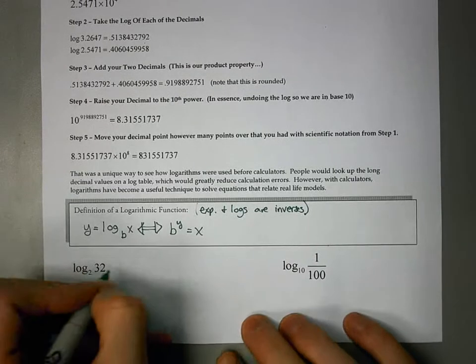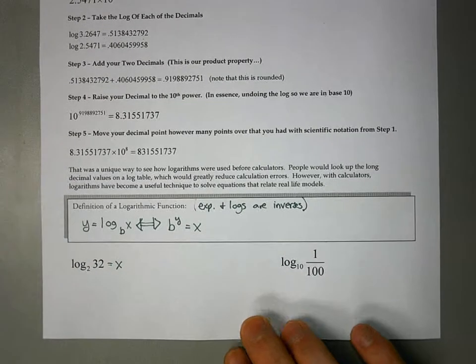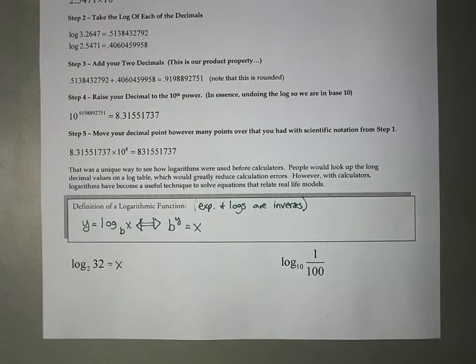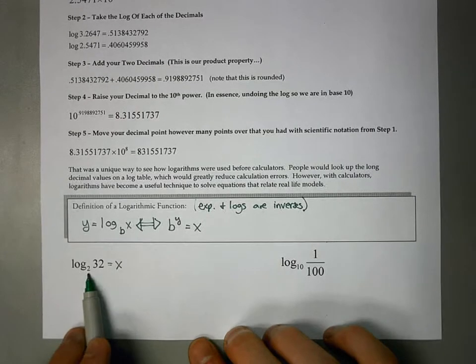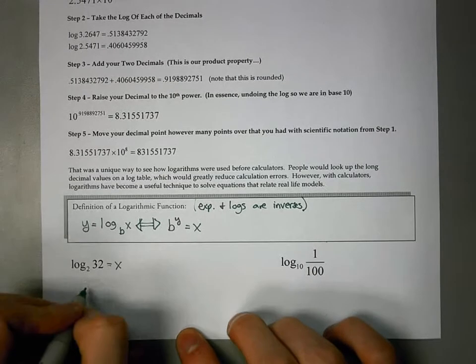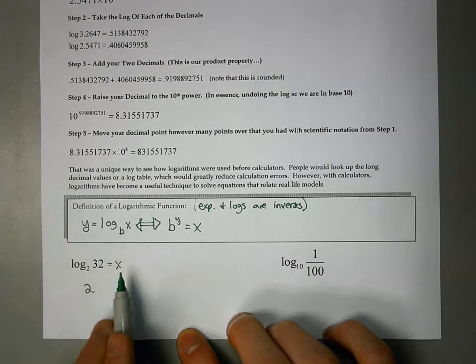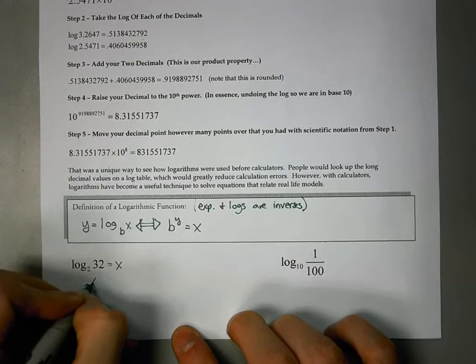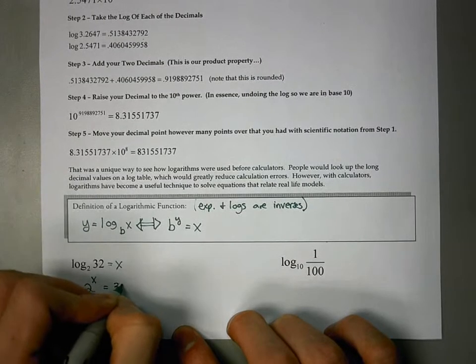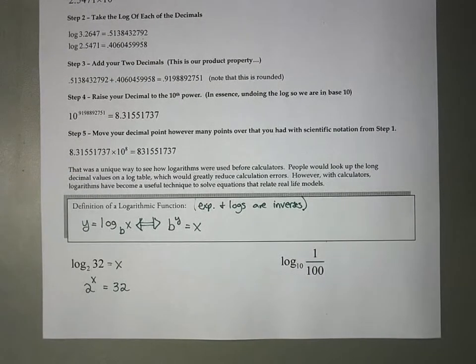So log base 2 of 32, we'll set that equal to x. And I want to solve this expression. So let's convert to exponential form. I know that the base of my log, which here is base 2, is the same base as my exponential form. And the answer to my log is the exponent in exponential form. So this is 2 to the x is equal to 32, and a lot of you could see that this is going to be 5. 2 raised to the 5th is equal to 32.